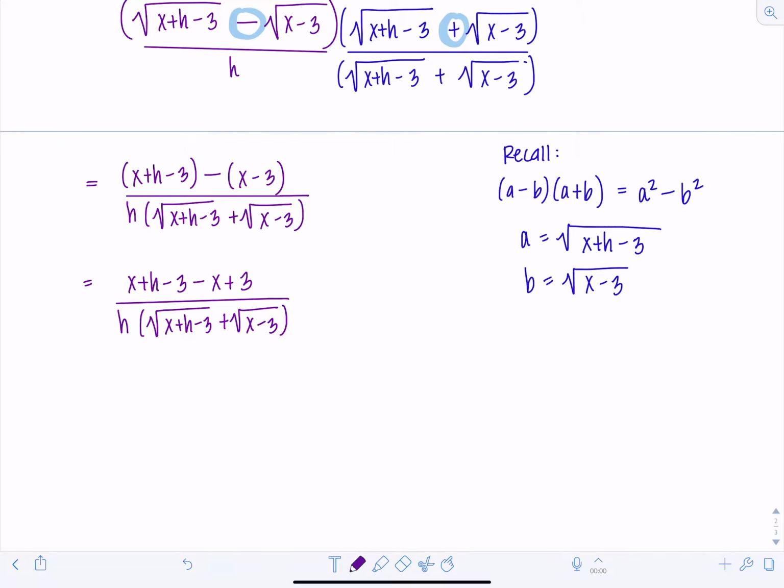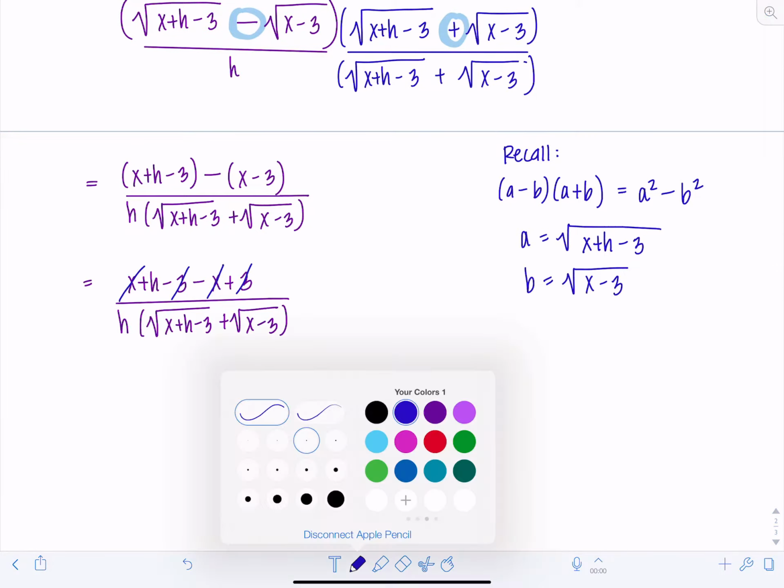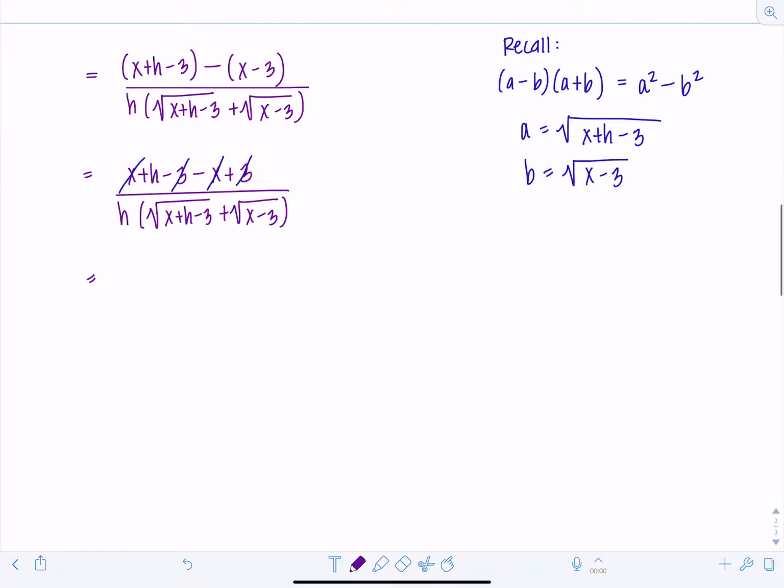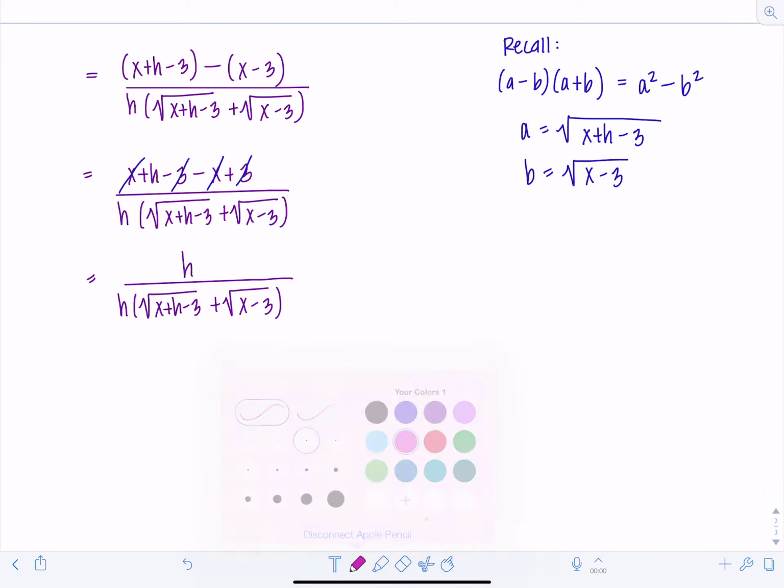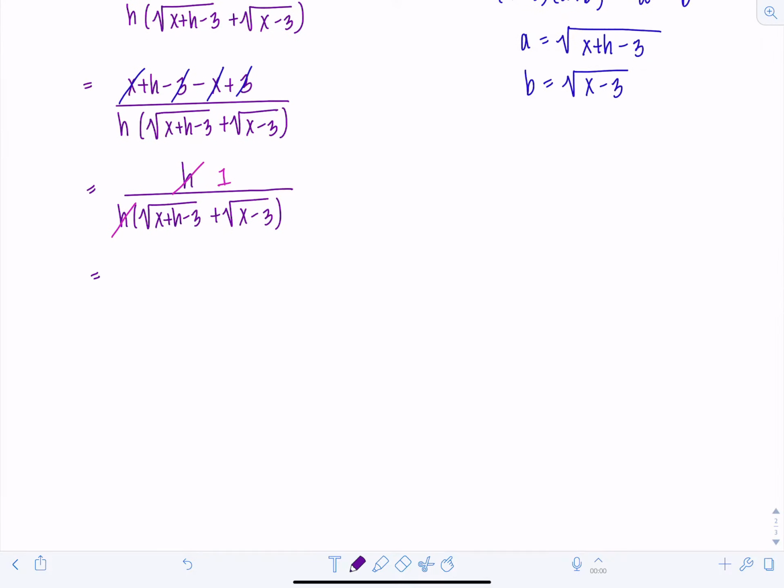Now's the fun part. We get to clean up the numerator. So x cancels out, 3 cancels out, and I'm left with h over h times rad x plus h minus 3 plus rad x minus 3. And then in the last step, I can go ahead, cancel out that h. Just don't forget, we have a 1 now in the numerator. So our final answer is going to be 1 over rad x plus h minus 3 plus rad x minus 3.